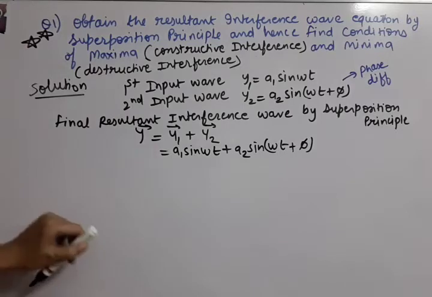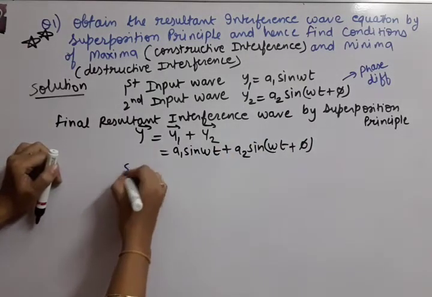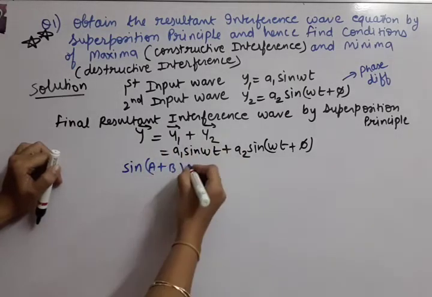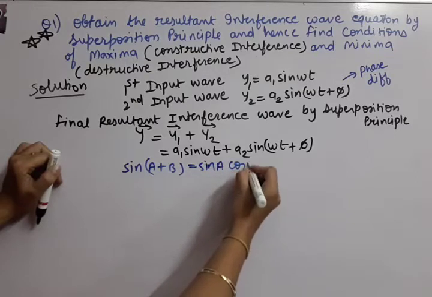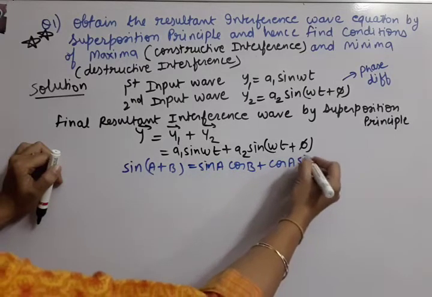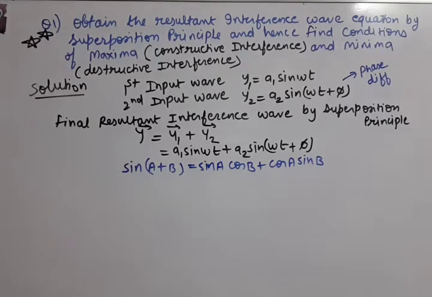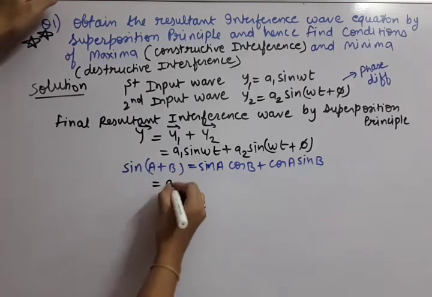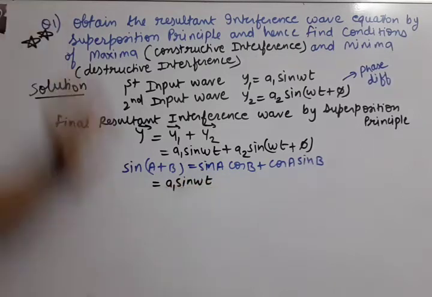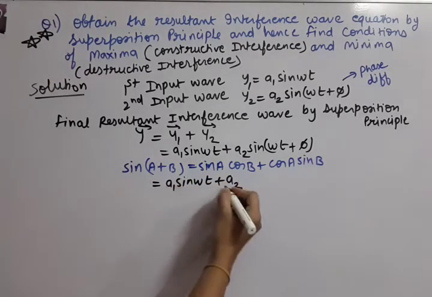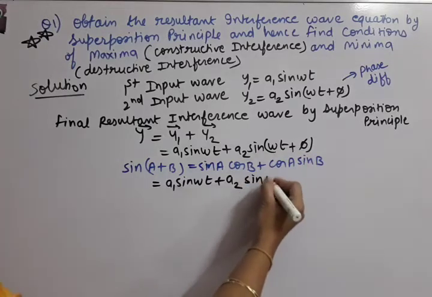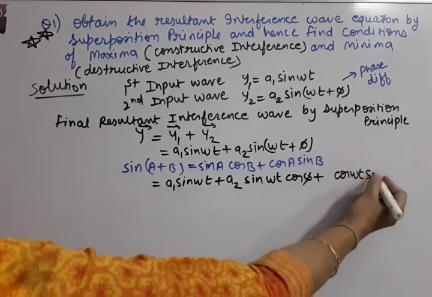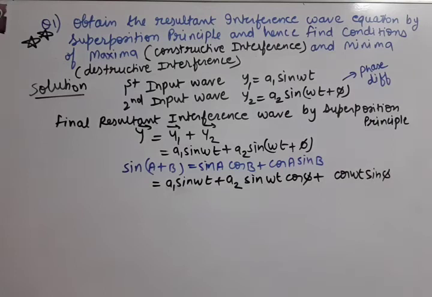Now we have to solve it mathematically. So first of all, we need a formula for opening this part. So I am writing the formula here. Sin(a plus b), that means in the sine if two angles are there, its formula is sin a cos b plus cos a sin b. You already know this formula. Now let us apply it. So our a1 sin omega t, the first term is as it is. In the second term, a2 sin a cos b. So sin omega t cos phi plus cos omega t sin phi. Okay.